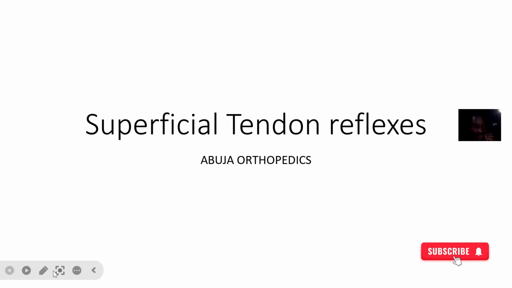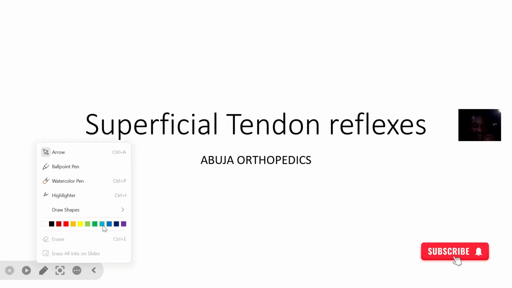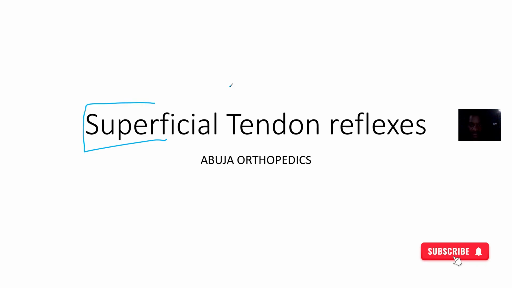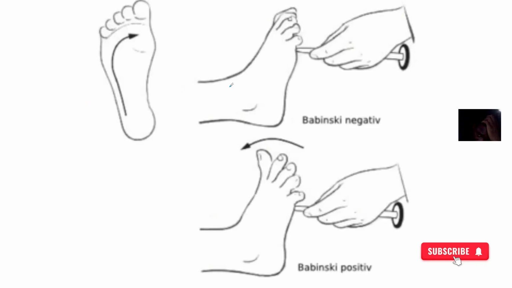Now we're still looking at the reflexes, and reflexes are responses that help us to assess how well a patient's body is still connected to the central nervous system. So I want to look at another classification of reflexes, and this one is the superficial tendon reflexes. Superficial tendon reflexes. Okay, so you can see all of that.